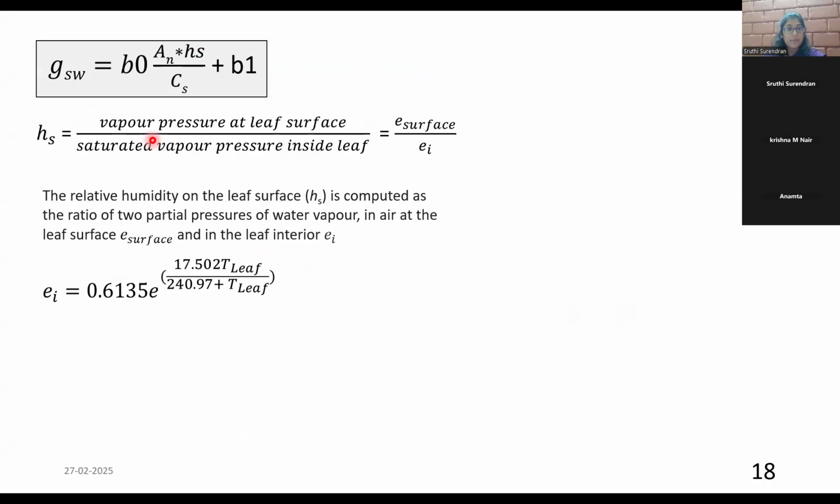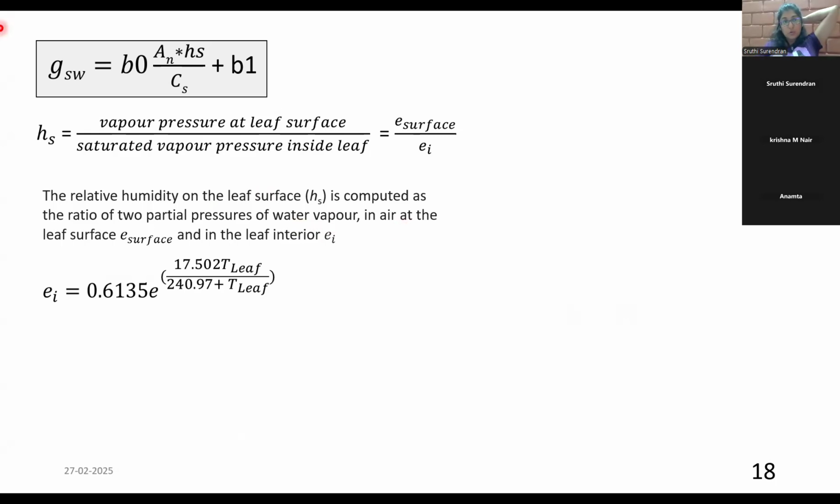So one part of the equation we found out. Suppose we have the measurements for AN, we can estimate the carbon dioxide concentration CS in just the way I told now. HS is nothing but the ratio of the vapor pressure at the leaf surface to the saturated vapor pressure inside the leaf. Now, one change from what we learned in the last class is that this humidity is represented as the ratio of the partial pressures of water vapor on the surface of the leaf and in the interior of the leaf, not the mole fraction.